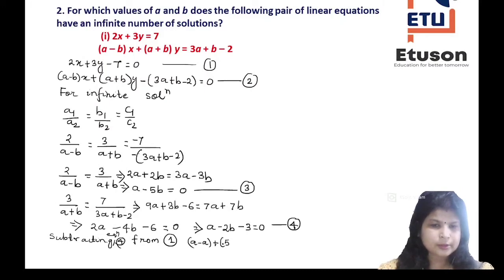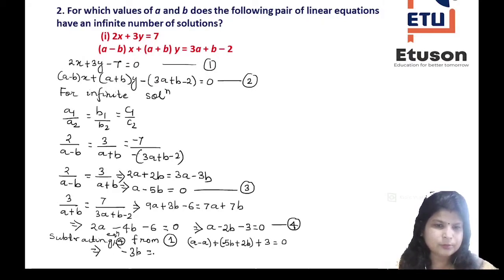So if I take the plus sign, that is minus 5b plus 2b. And here there is no constant, so directly, this becomes plus 3 because you are subtracting it, that is equal to 0. So you get minus 3b is equal to minus 3. What is the value of b then? b is equal to 1.